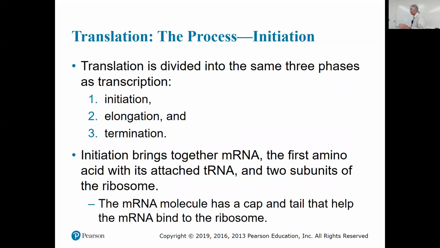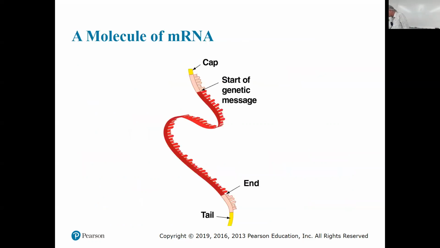So, the same phases as transcription: initiation, elongation, termination. Initiation brings together mRNA, the first amino acid with its attached tRNA, and two subunits of the ribosome. The mRNA has a cap and tail that helps the mRNA bind to the ribosome. So there's the cap, there's the start of the genetic message, here's the rest of the genetic message, here's the end. So AUG has to be up here, and one of the stop codons has to be down here.